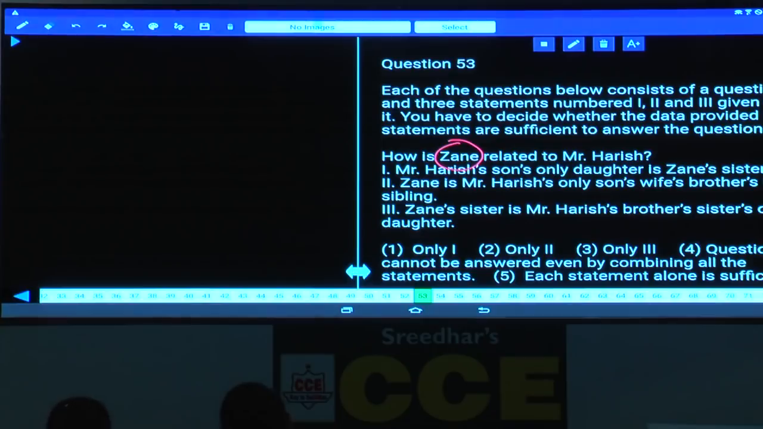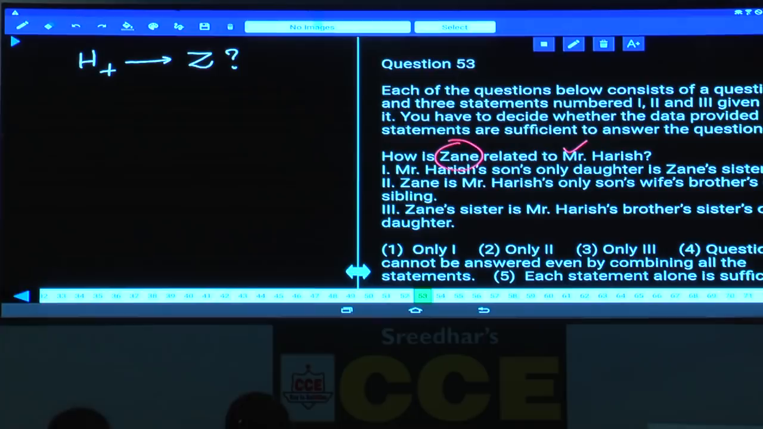Clear now? Hence, Jane's gender is not clearly given here. Then how is Jane related to Mr. Harish? Harish is a male. Now the question is about how Jane is related to Harish. You should listen to this very carefully because blood relation itself is considered to be the toughest one in data sufficiency. That too it is a 3-statement data sufficiency. It is much more difficult.